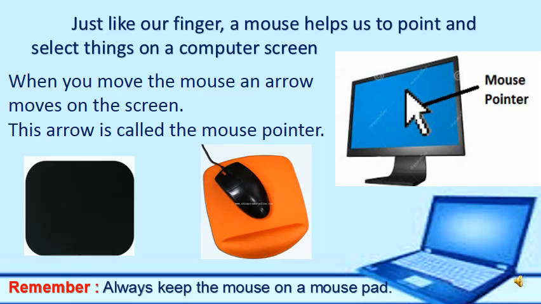Just like our finger, a mouse helps us to point and select things on the computer screen. When you move the mouse, an arrow moves on the screen. This arrow is called the mouse pointer. But remember, always keep the mouse on a mouse pad.